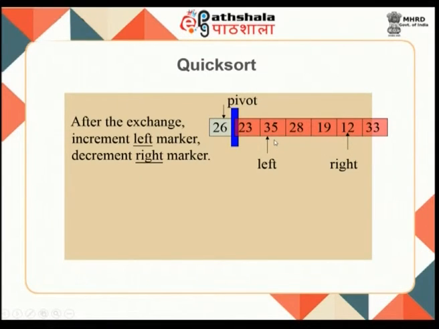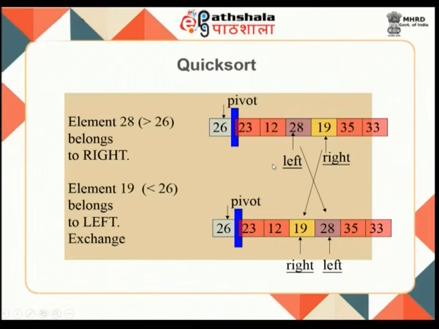Again you can see very well the left element 35 is actually greater than your pivot. That means it should go to the right group, and this number is lesser than 26. Therefore, it should go to the left group. So, unfortunately, this order is not maintained. Therefore, we are again swapping.